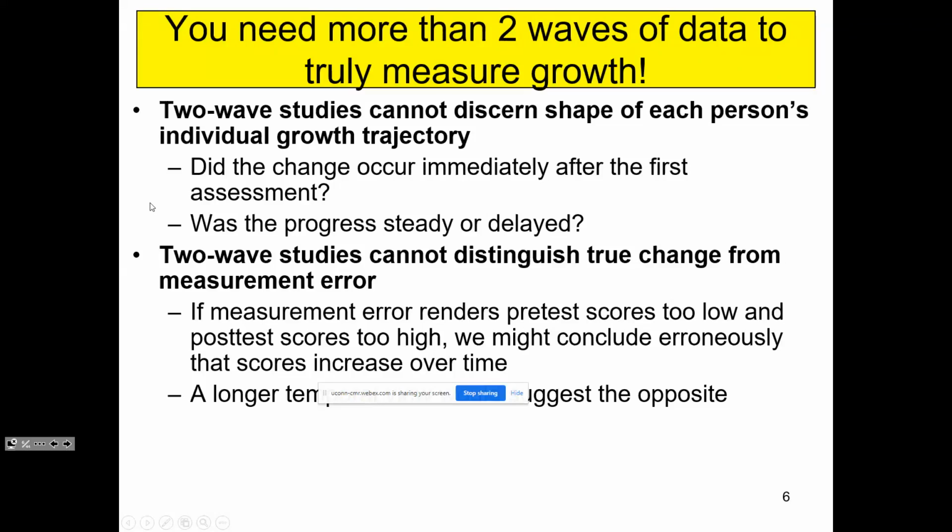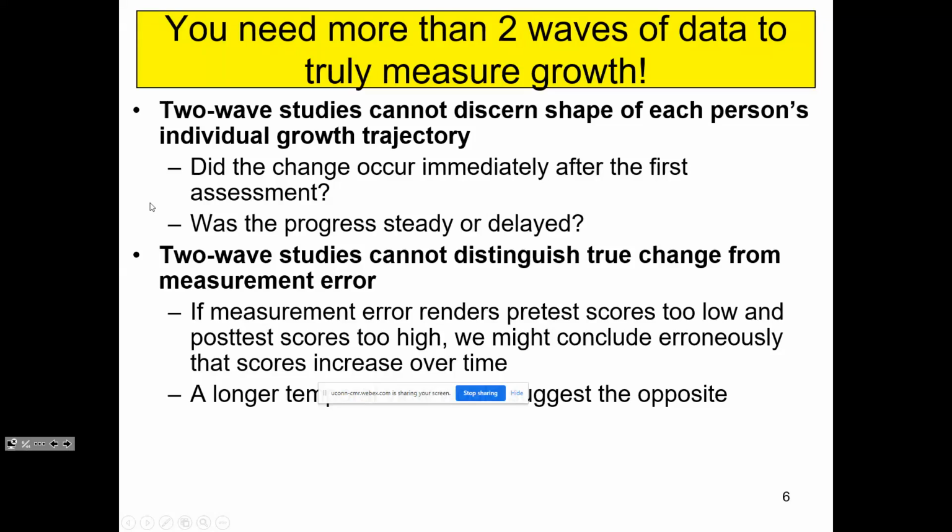You don't know whether the change occurred immediately after the first assessment, or whether the progress was steady or delayed. You don't know any of those things. But that could argue for more than 3 waves as well, or more than 4, or whatever. Even more importantly, 2-wave studies cannot distinguish between true change and error.